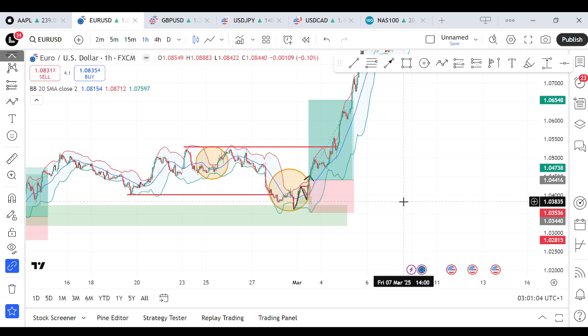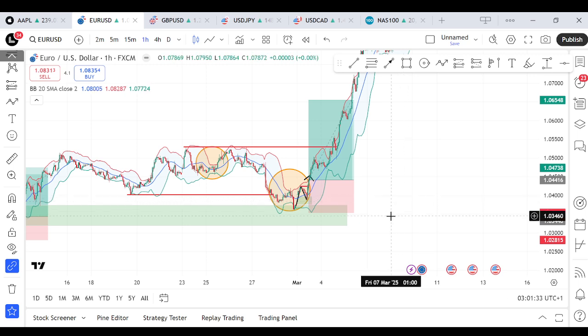And also for pullbacks in trends, this is another way you can trade using the Bollinger Bands and price action. For pullbacks in trends, watch how price interacts with the middle band, the moving average. In an uptrend, if price pulls back to the middle band and forms a bullish pattern like a pin bar or engulfing candle, it can be an opportunity to enter long trades. While in a downtrend, look for bearish patterns near the middle band to enter short trades.